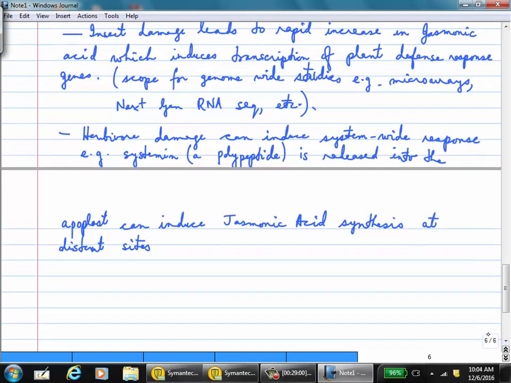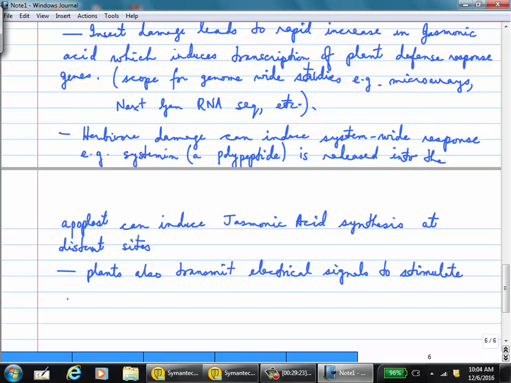Then plants also transmit electrical signals. So plants also transmit electrical signals to stimulate responses at distant sites.